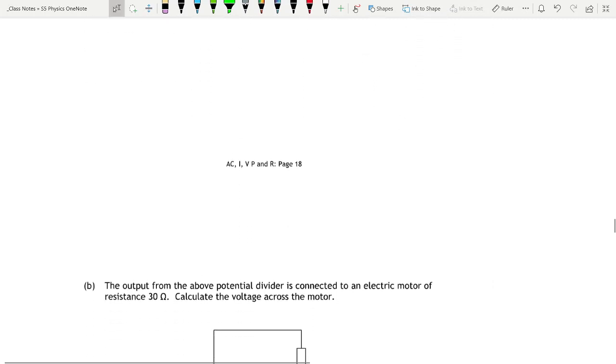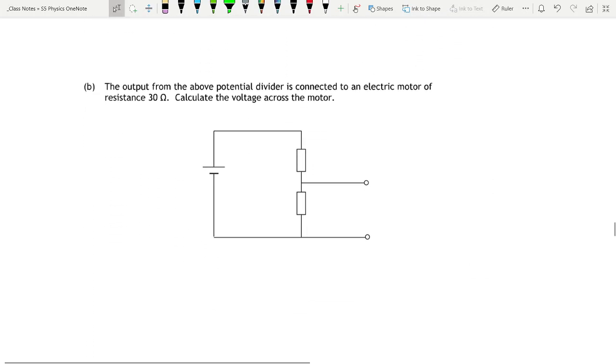Then, the output from the above potential divider is connected to an electric motor of resistance 30 ohms. Calculate the voltage across the motor. So we've still got the same resistors. We've got a 9-volt supply here, a 10 ohm there and a 20 ohm there. But now we've got a motor with a resistance of 30 ohms connected in parallel. So that's 30.